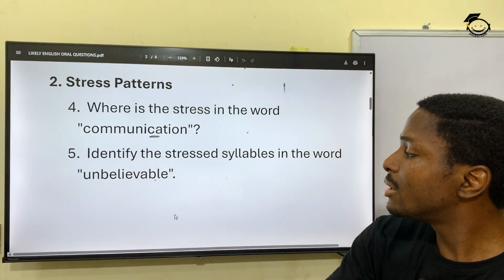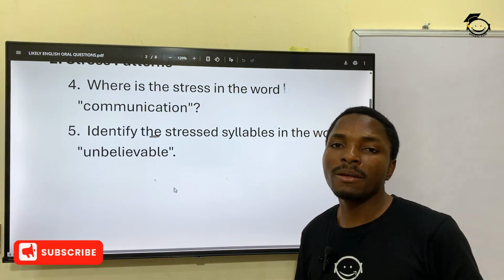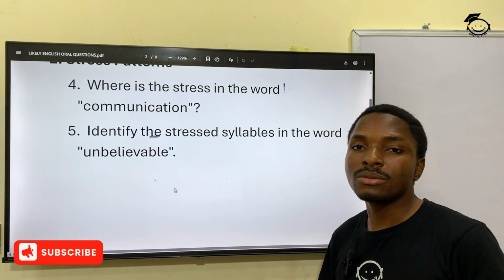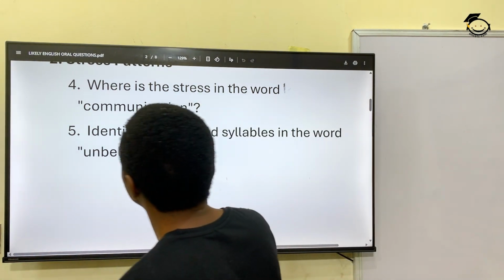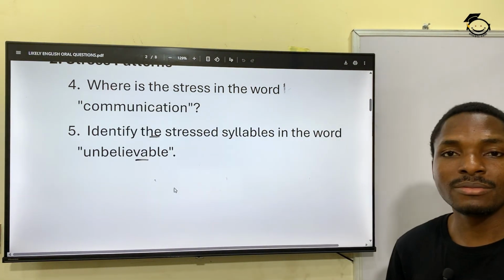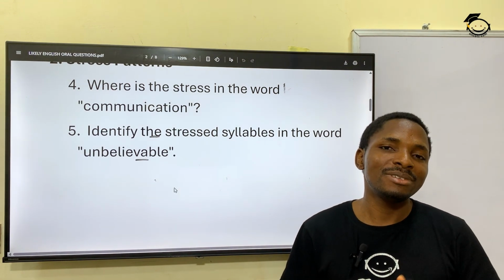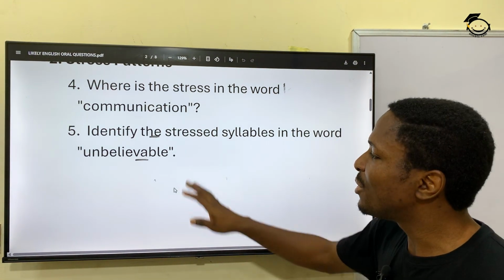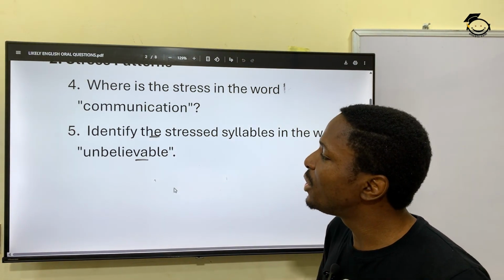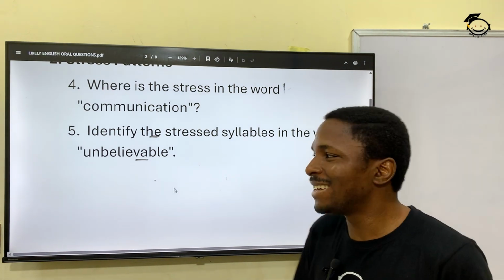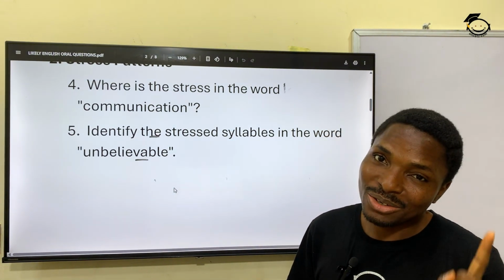Unbelievable. Identify the stressed syllable in the word unbelievable. The stress is on the fourth. You know, there is this funny way my school teacher taught me in SS1, SS2. It says for unbelievable, you can say it in a certain way. It doesn't work all the time, but it does work if you don't know the answer. It will work for you.